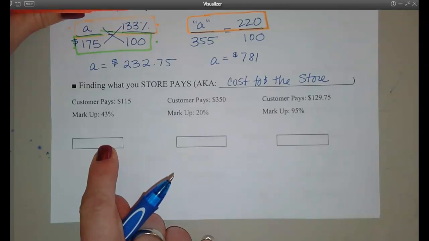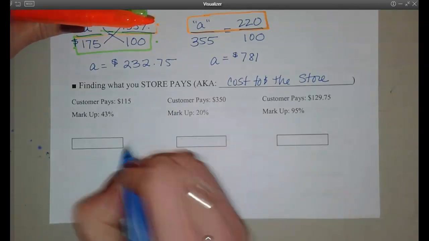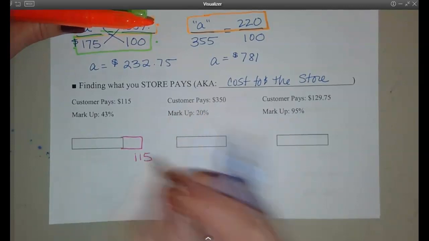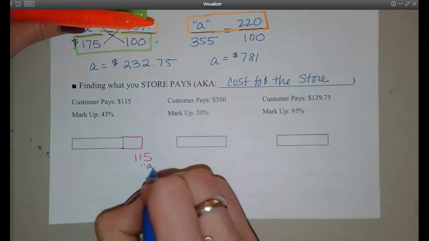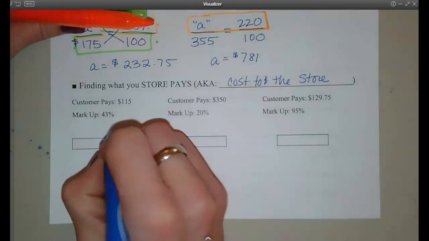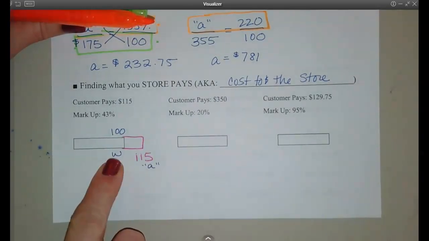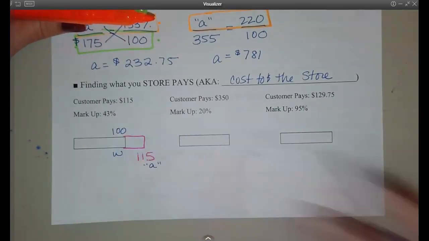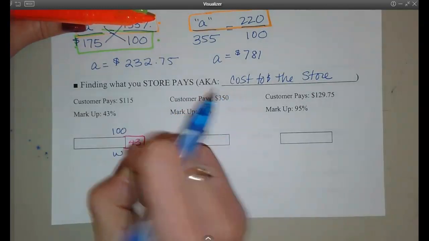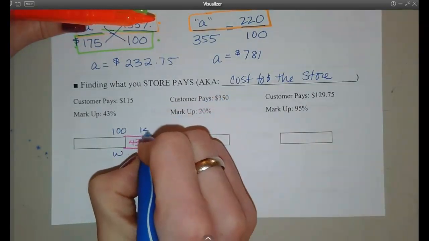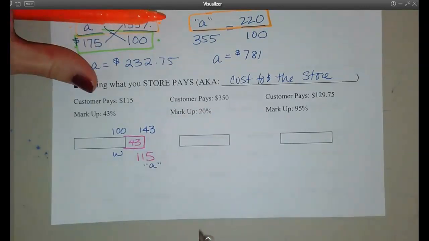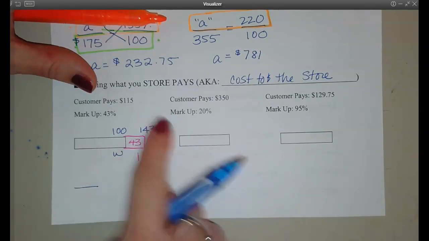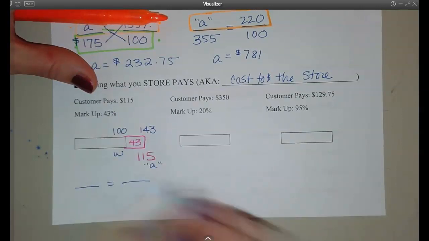All right, so let's look at this one. Customer pays $115. Well, I got to bump this out and extend it. They pay $115. That's your part. And I'm looking for the whole of what the store pays. Okay? All right, so if the markup is 43%, if I add on an extra 43% here, then that means the customer ended up paying 143%. So I've got to do this extra work and think about extending my bar so that I have the information I need for my proportion.